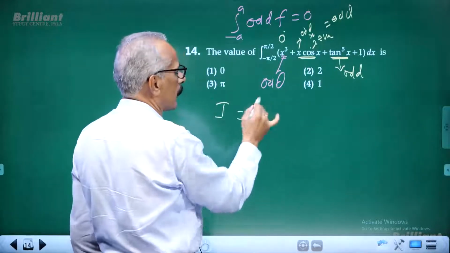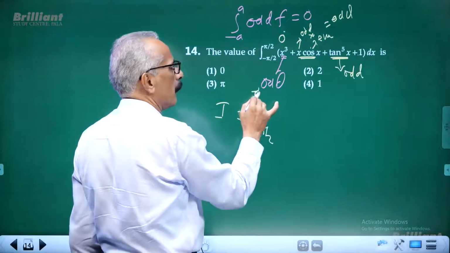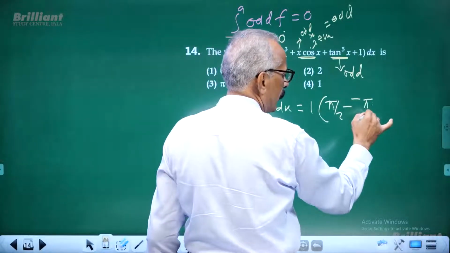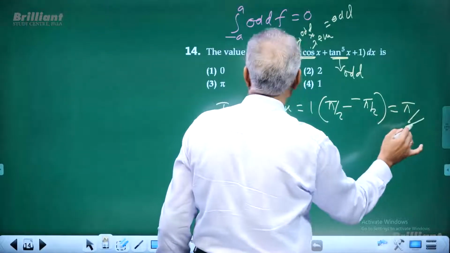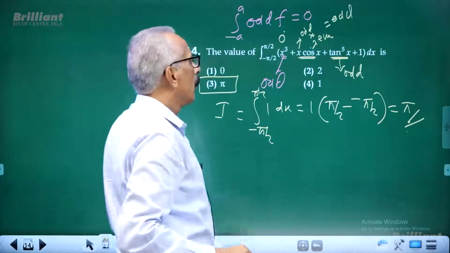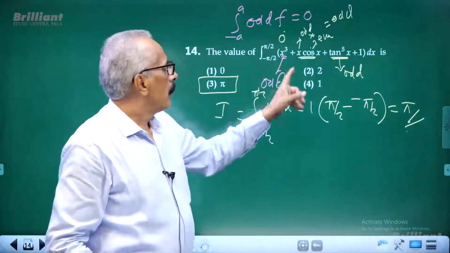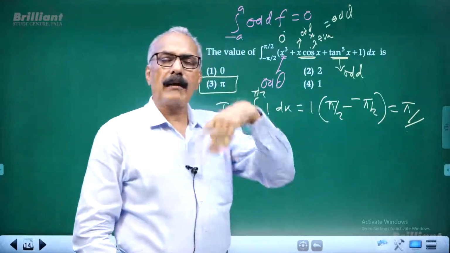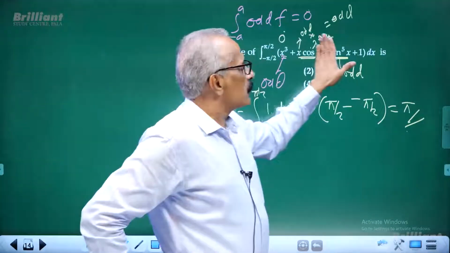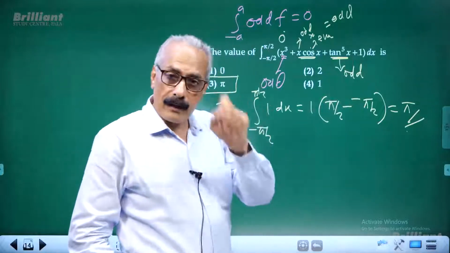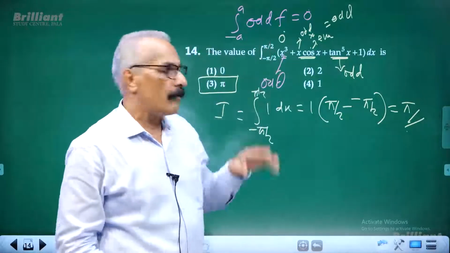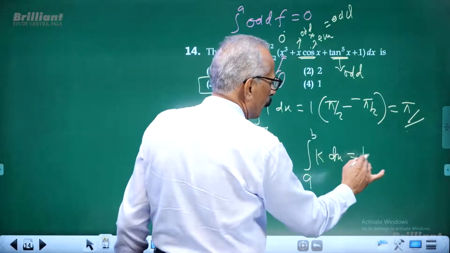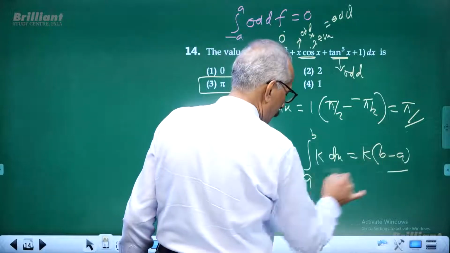So, this will become the integral from minus pi by 2 to plus pi by 2, 1 dx. Means 1 into upper limit minus lower limit. That's the answer very quickly. That's pi. Pi is your answer. 3 is your answer. X cube is an odd function, 0, gone. X into cos x, odd into even, odd, 0. Tan raised to an odd number, odd. So, this part is odd. Then only 1. For 1, into upper limit minus lower limit. The property: integral A to B, any constant dx will be equal to constant into upper limit minus lower limit.